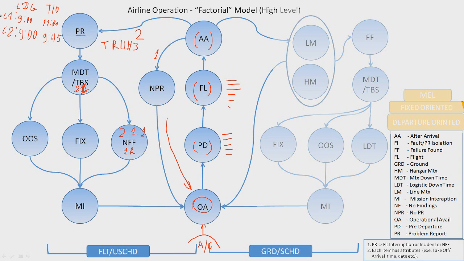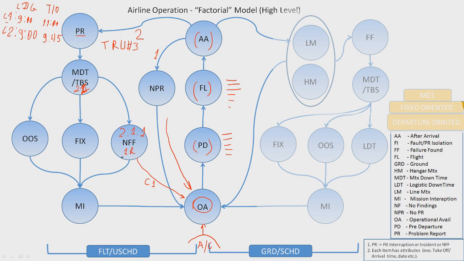In case 1, if the aircraft is scheduled in 2 hours, we will have a transition to OA. I think it's clear, right? If the aircraft is on the ground 2 hours and we spend 1 hour, then we have operational availability. So the aircraft is available for the next flight. We put here C1, so case 1.